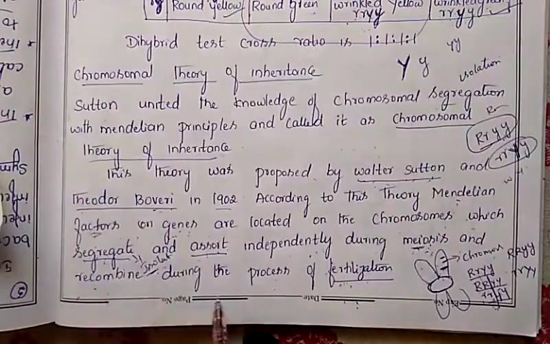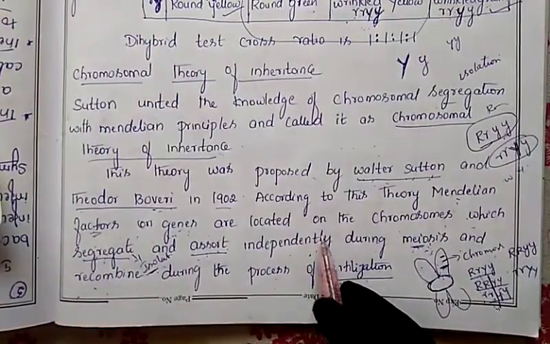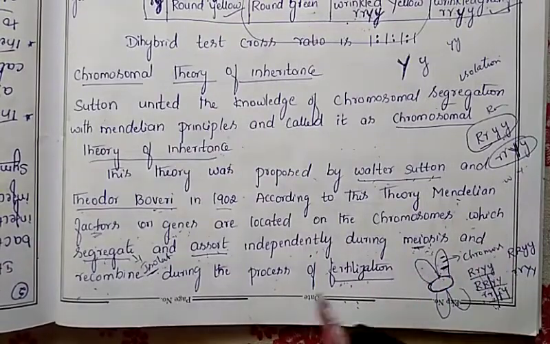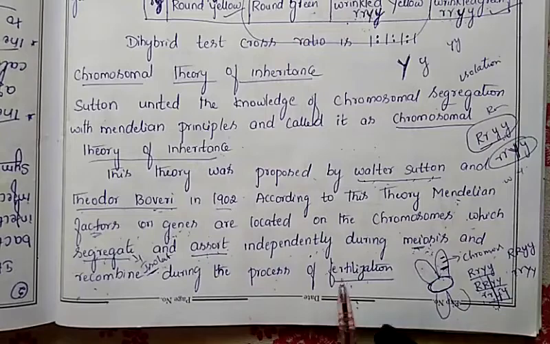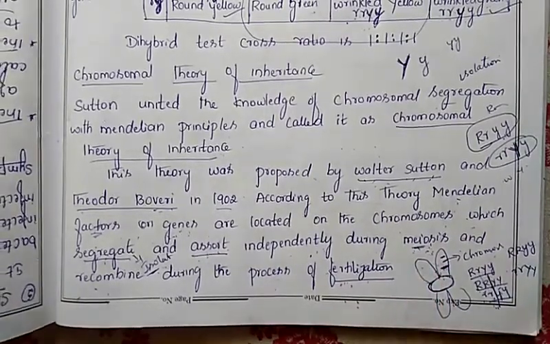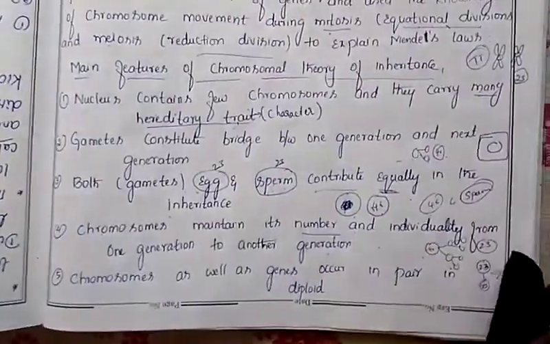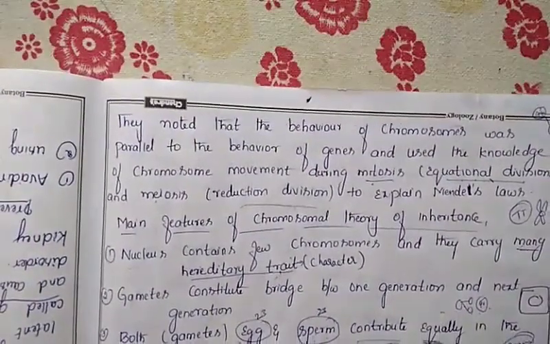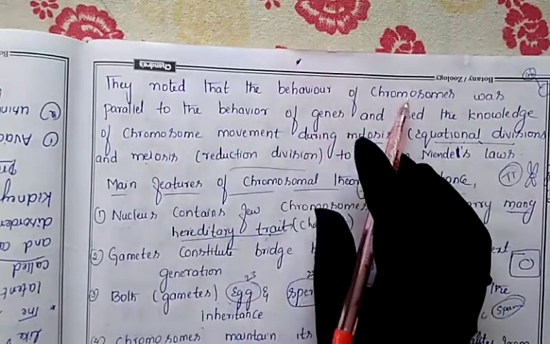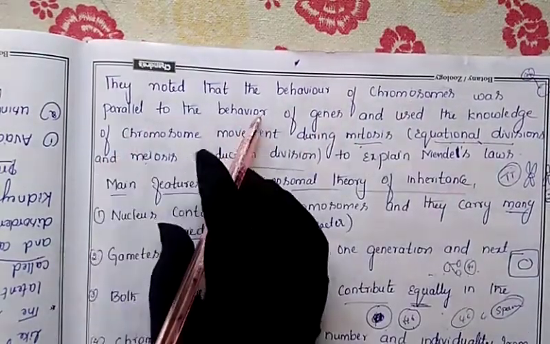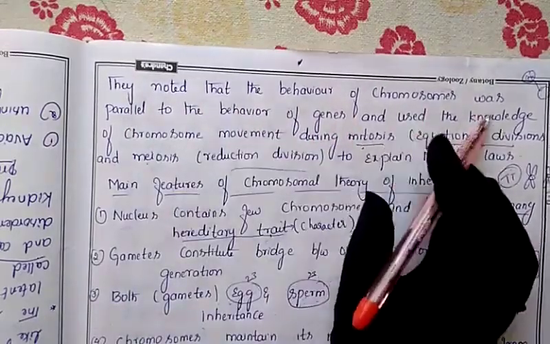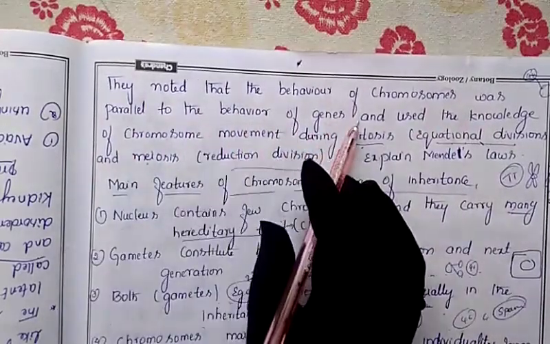So the chromosomes contribute with each other. Chromosomes segregate, assort, and recombine to produce new characters during the fertilization process. Next, they noted in this chromosomal theory of inheritance that the chromosomes and the genes both show parallel behavior. They noted that the behavior of the chromosomes was parallel to the behavior of the genes.